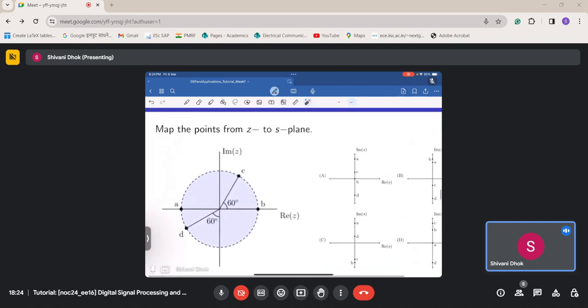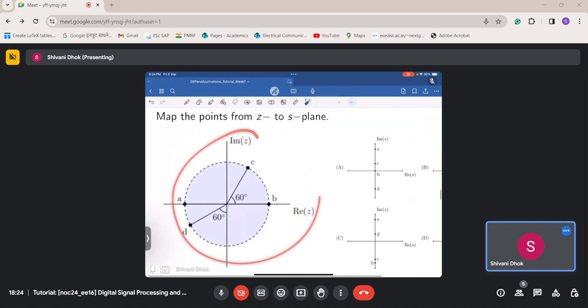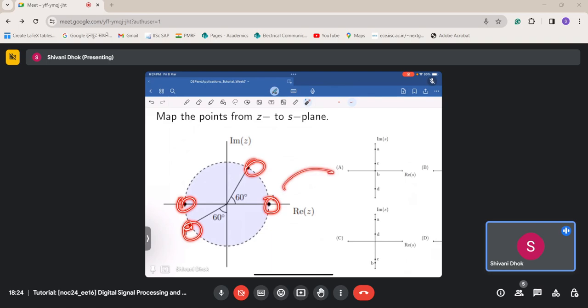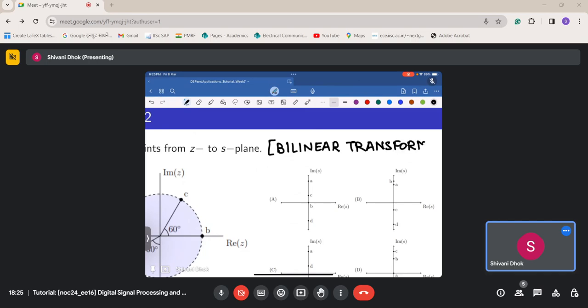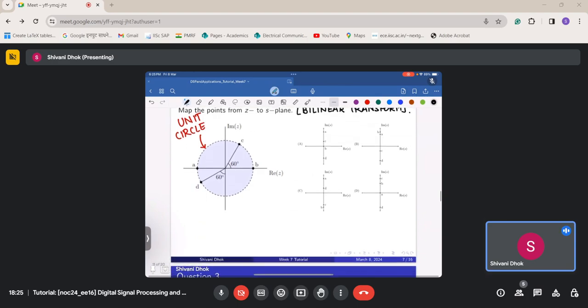So this question here is we have this Z plane and we need to map these points, which are A, B, C and D, to the S plane. Okay, so we have these points given here and this dotted line is basically our unit circle. Anytime you are given a Z plane and you are given a dotted circle or any kind of circle, you can safely assume that it is a unit circle unless somewhere the radius is mentioned. And another thing that I forgot to mention here is you need to consider the bilinear transform. So this mapping has to be done with the bilinear transform.